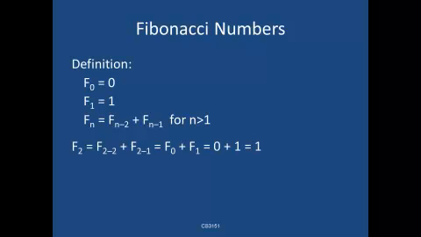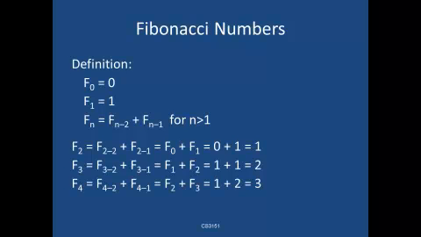For example, f sub 2 is equal to f sub 0 plus f sub 1. Since f sub 0 and f sub 1 are 0 and 1 respectively, f sub 2 is equal to 1. F sub 3 is equal to f sub 1 plus f sub 2. By definition, f sub 1 is 1, and we just calculated that f sub 2 is 1 as well. Thus f sub 3 is equal to 2.